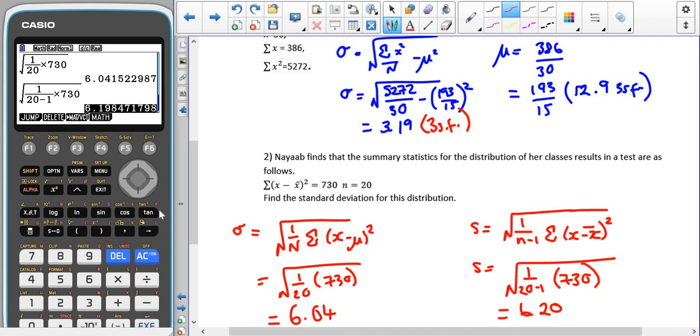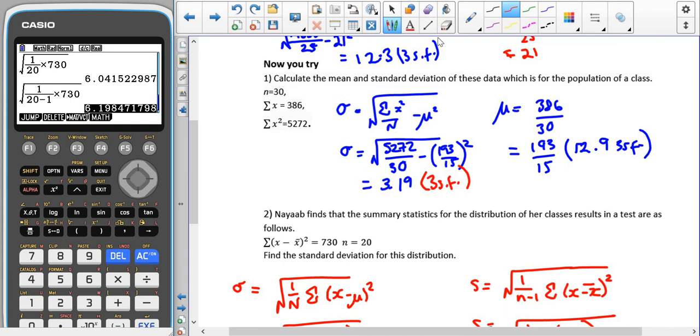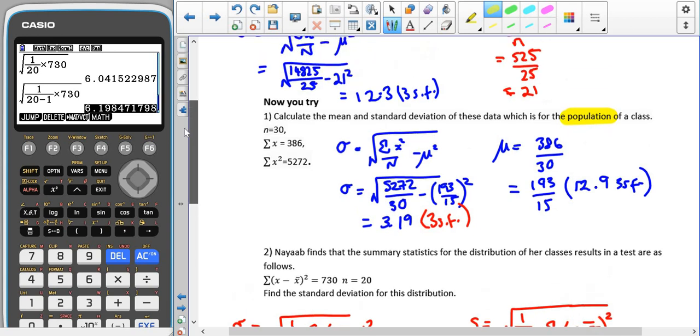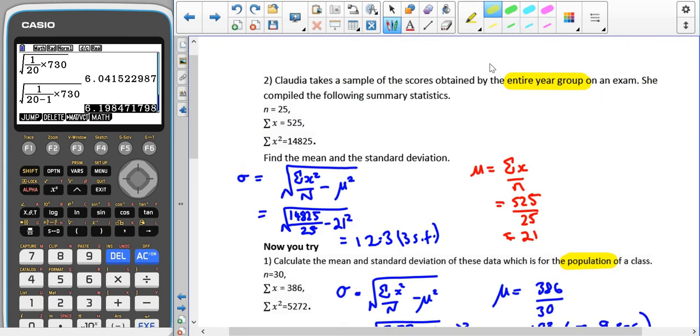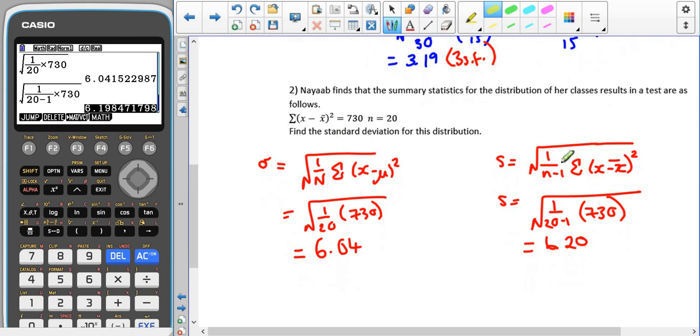But always make sure you read it carefully, because if I go back to question 1 for a second, we can see in this question it clearly said that this was a population, so we needed to do population. In this one here, it said entire year group, so that suggested that we use population. And if I go back again, here it said that we only looked at 50 occasions, not all the occasions, and it even told us that the X bar meant the sample mean, so here it was asking for a sample. So just be careful with that. If it's not entirely clear, then you should be okay regardless of which one you decide to use.